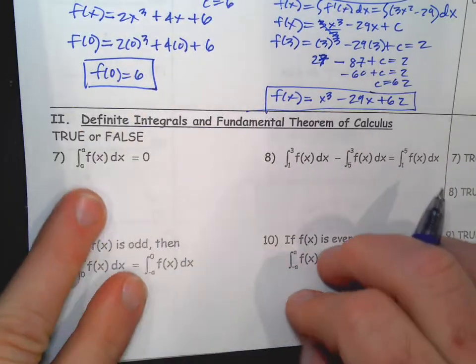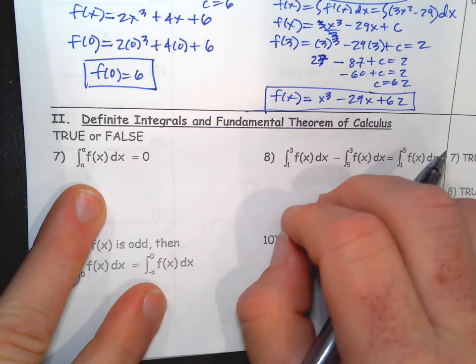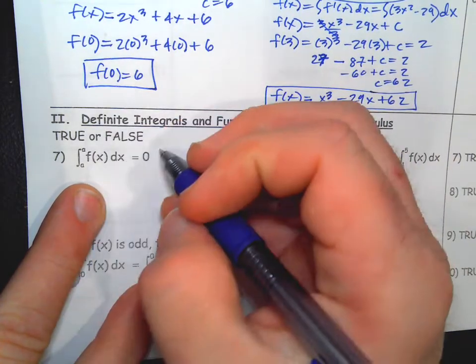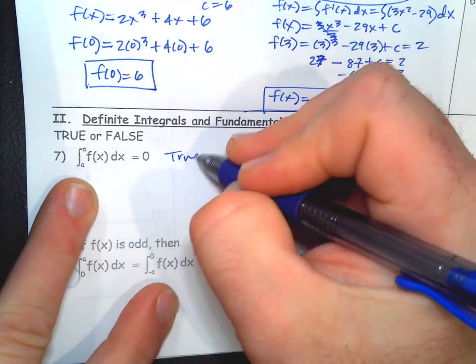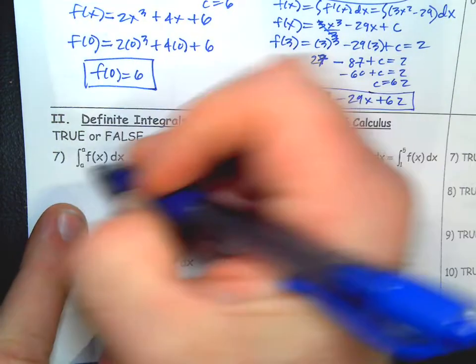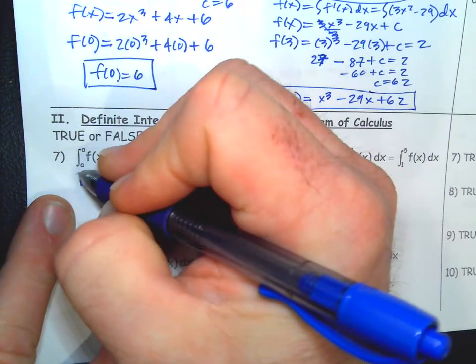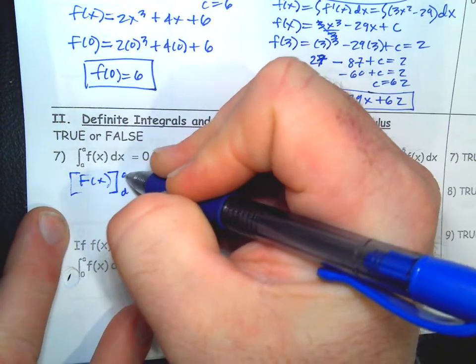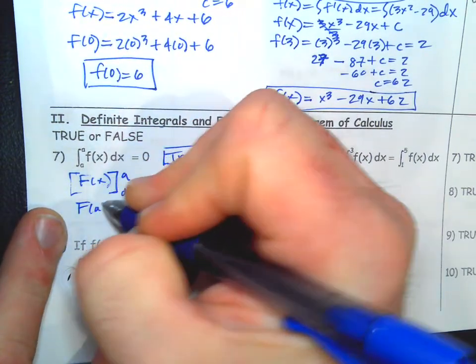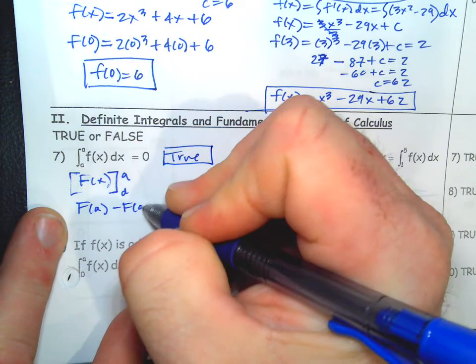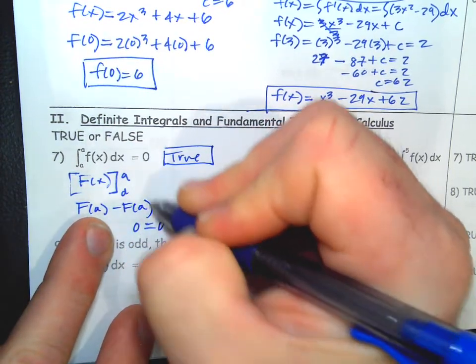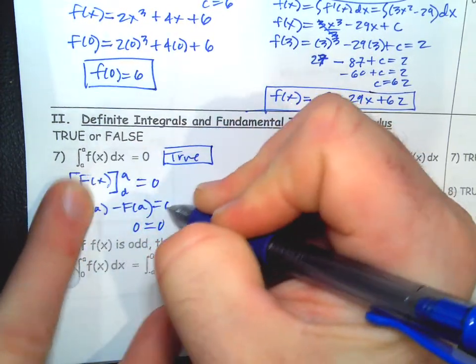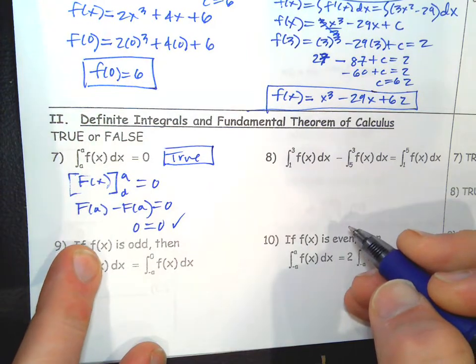True, false, definite integrals, fundamental theorem of calculus. So, I mean, this is true. I think we know it to be true. If you want to support your answer, which I might ask you, you could find the antiderivative, which we often refer to as capital F, and then plug the limits in and show that both sides are the same.